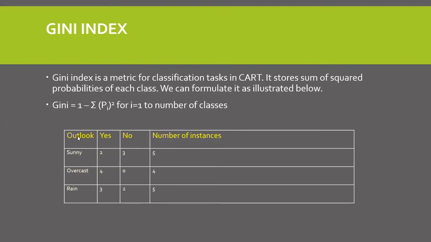Similarly, when the outlook value is equal to overcast, how many times do we have yes? 4 times, and no is 0 times. So the number of instances is 4. When outlook is rain, yes is 3 times and no is 2 times, 5 in total. So total, 5 plus 4, 9, plus 5, is 14 instances.